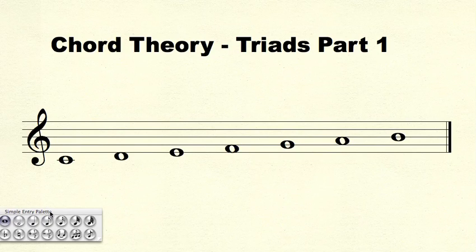So this is an online tutorial on the beginnings of chord theory, and this is called Triads. So to make a triad, we're starting with the C major scale. We're not going all the way up to the top C, but we're starting on the note C.